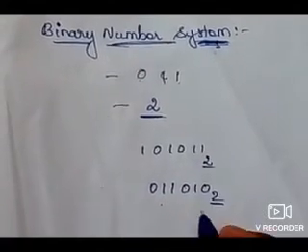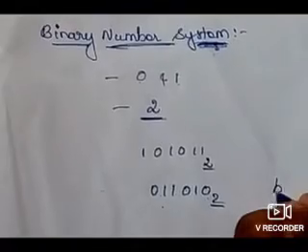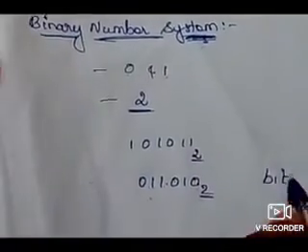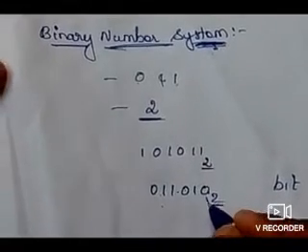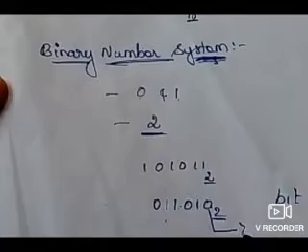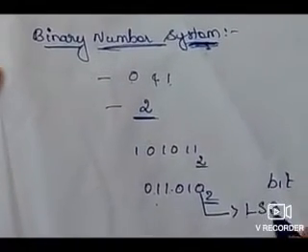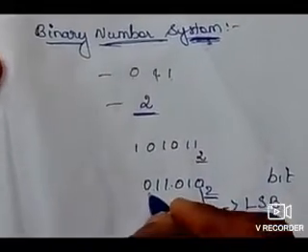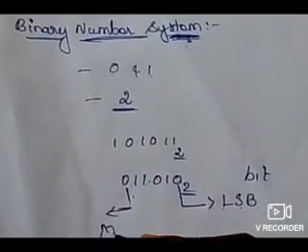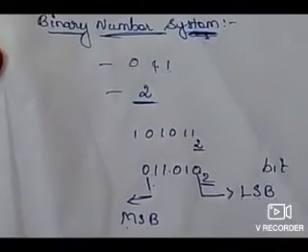Understand? Each digit in the binary number we call a bit. Did you get it? Each digit is a bit. Here the rightmost bit, on the right side, is called the least significant bit, LSB. The leftmost bit is called the most significant bit, MSB. Did you get it?